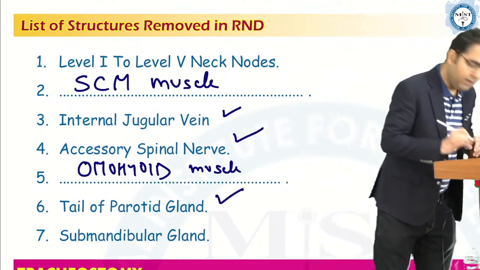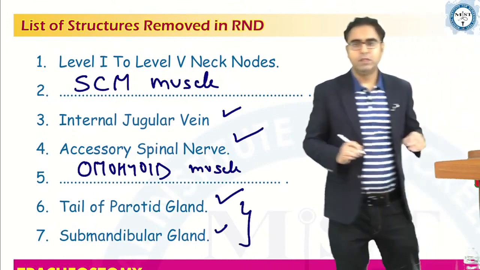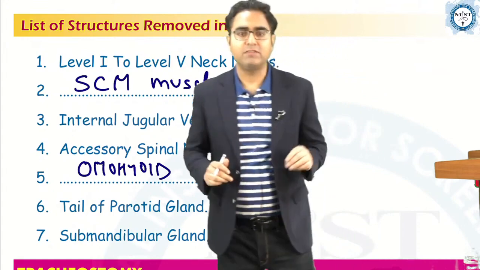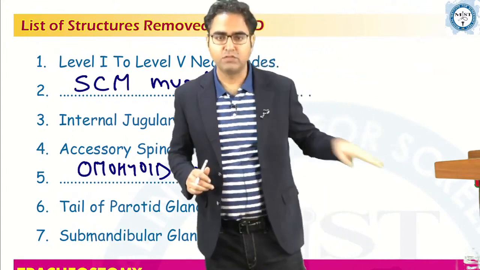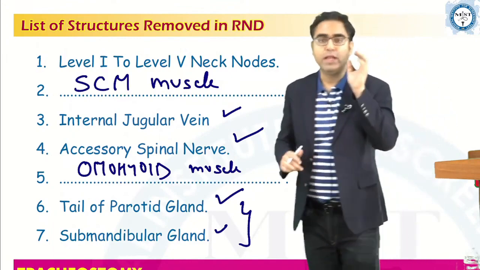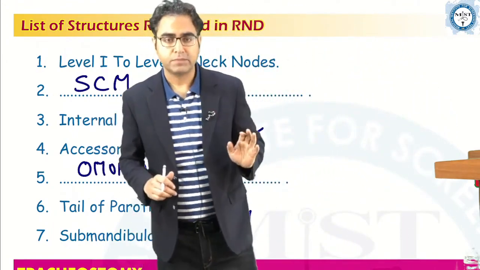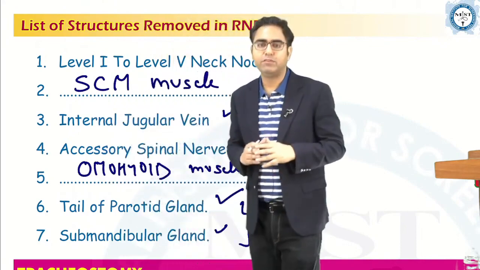Tail of parotid gland and submandibular gland. 2 glands, 2 muscles, beta. These are 2 salivary glands, beta. Basically, you are trying to clear the neck of all the possible cancer cells, beta. Am I clear? Fine. Let's revise.